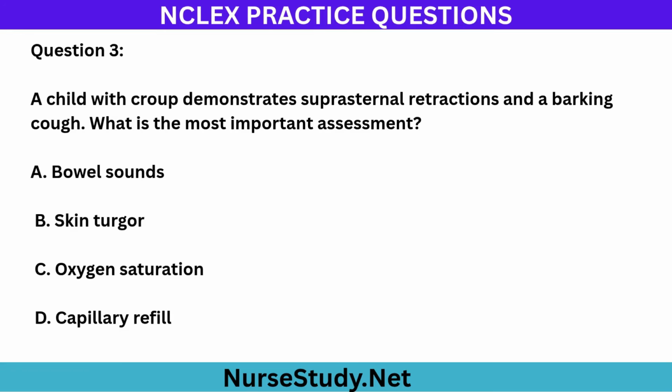Question 3. A child with croup demonstrates suprasternal retractions and a barking cough. What is the most important assessment? A. Bowel sounds. B. Skin turgor. C. Oxygen saturation. D. Capillary refill.